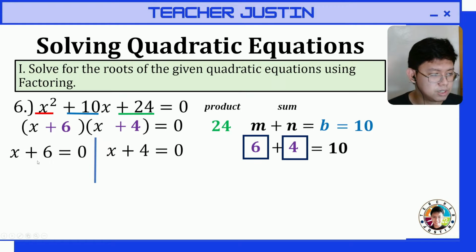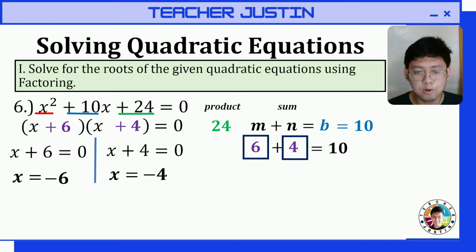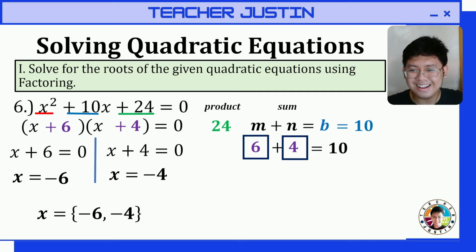So, si x plus 6, lipat natin yung positive 6 sa kabila and change the sign. That will give us x is equal to negative 6. Dito naman sa second equation natin, kunin natin si positive 4, lipat natin sa kabila and change the sign. That will give us x is equal to negative 4. Now, we have the value of x already. The value of x of this equation will be equal to negative 6 and negative 4. And that's it. Ta-da!